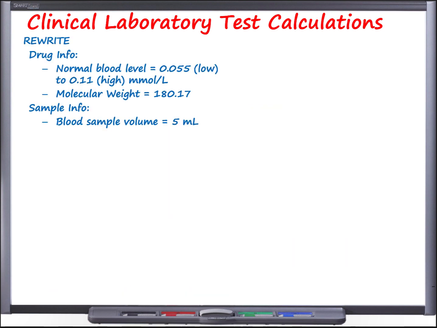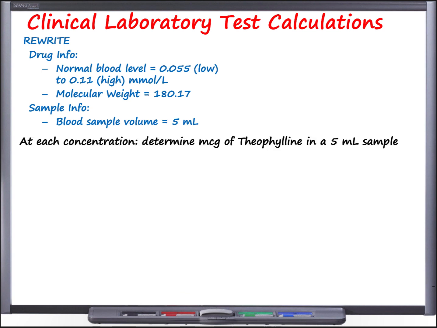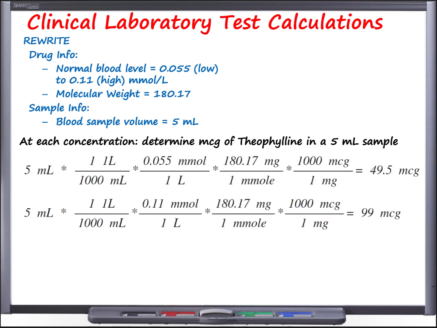So with that rewritten, what are we going to start with? All right, so here's the deal. At each concentration, we want to determine the micrograms of theophylline in a 5 milliliter sample. So we're going to start with the fact that we're going to have a 5 milliliter sample.